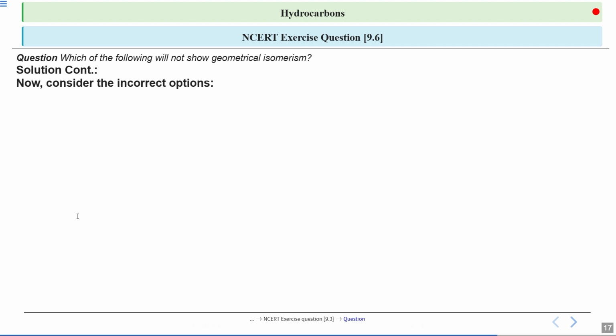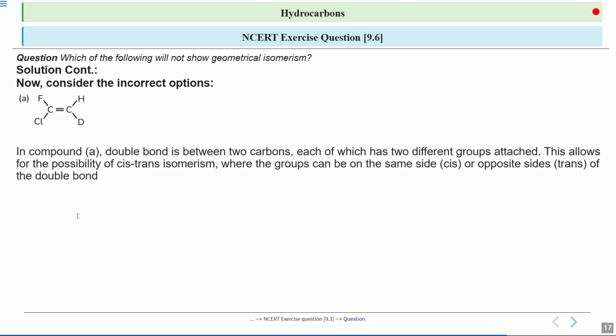Now moving on further, can we look at the other molecules given in the question? Yes, let us consider the incorrect options now. Starting with option number A. So this is your molecule. In compound A, the double bond is between two carbons, each of which has two different groups attached. This allows for possible cis-trans isomerism where the groups can be on the same side or opposite sides. You can see very clearly that both the carbons have two different groups. Hence, option A is not correct.